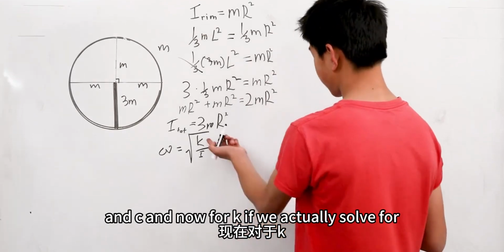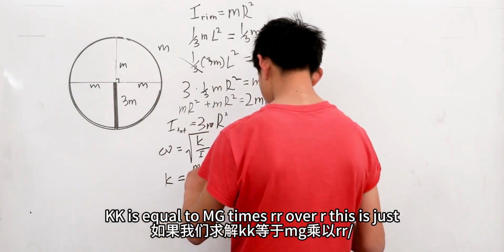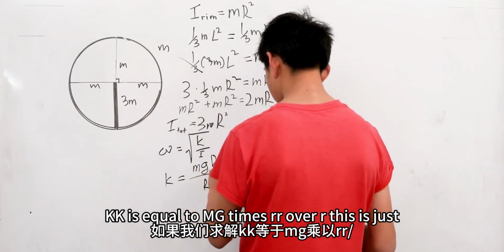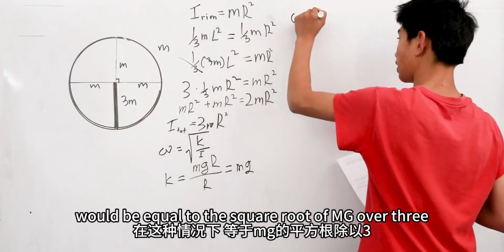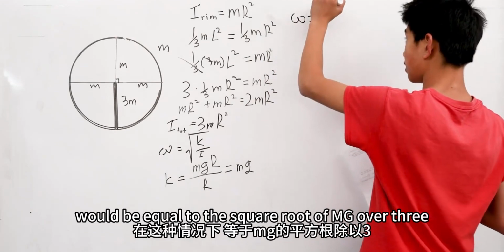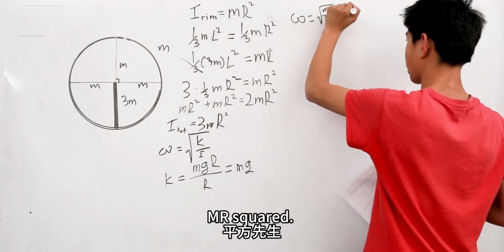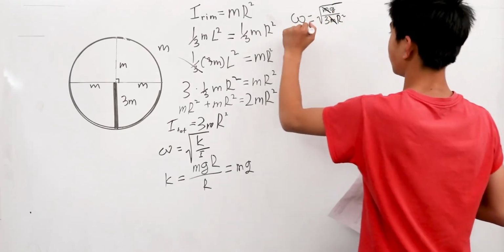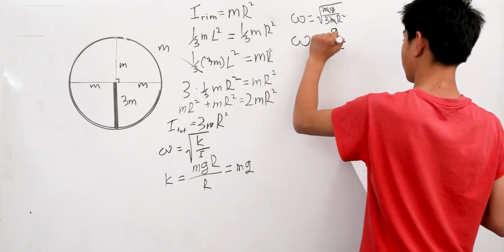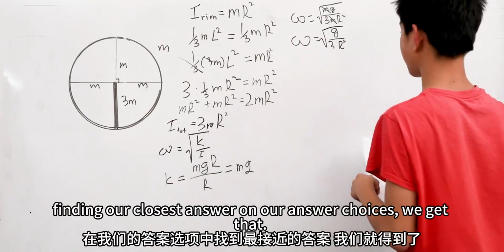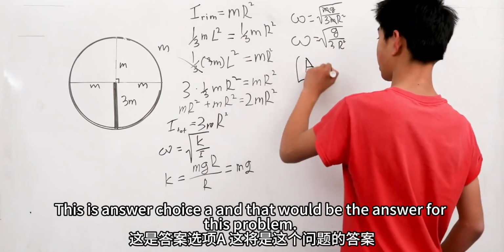Now, for k, if we actually solve for k, k is equal to mg times our r over r. This is just mg. So our omega in this case would be equal to the square root of mg over 3mr squared. These m's cancel out, and omega is equal to the square root of g over 3r squared. So basically finding our closest answer on our answer choices, we get that this is answer choice A, and that would be the answer for this problem.